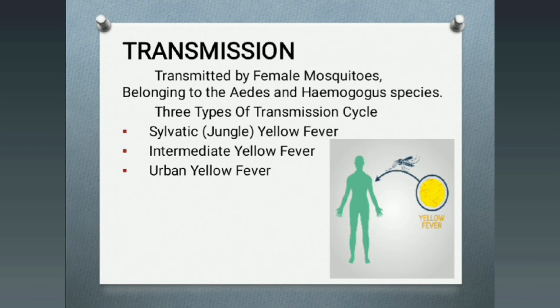Transmission. It's transmitted by female mosquitoes belonging to the Aedes and Haemagogus species. 3 types of transmission cycle occur. First one, sylvatic jungle yellow fever. Second one, intermediate yellow fever. Third one, urban yellow fever.